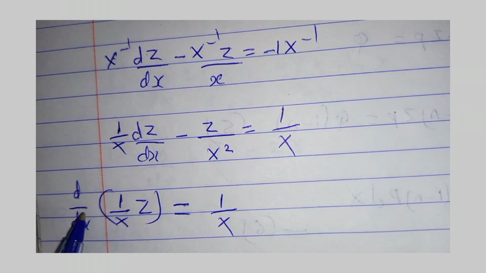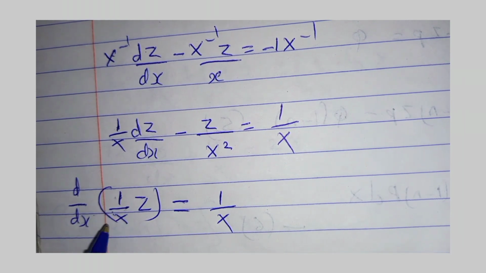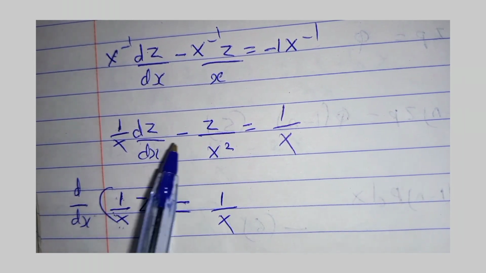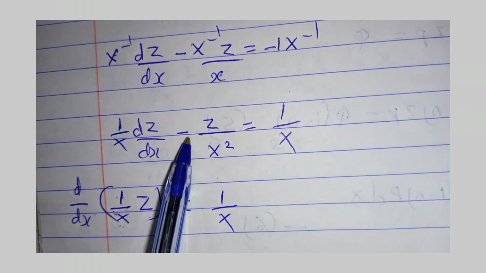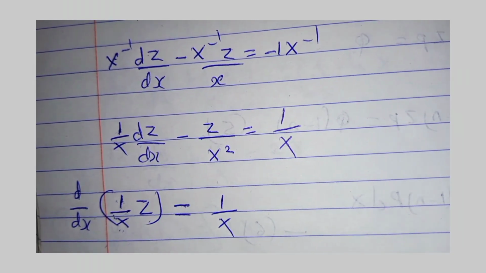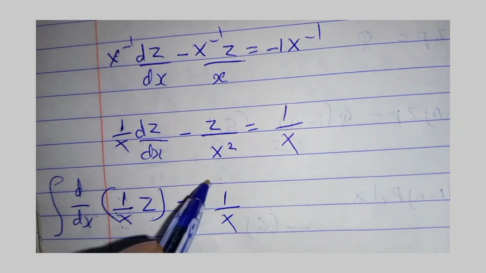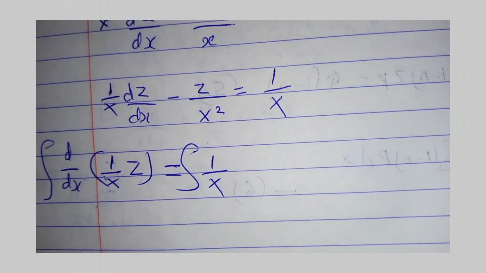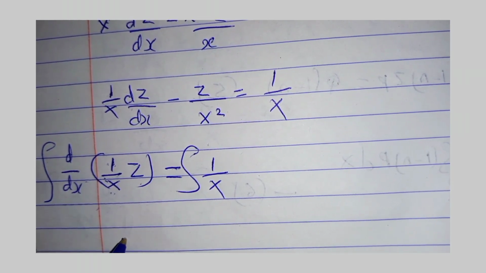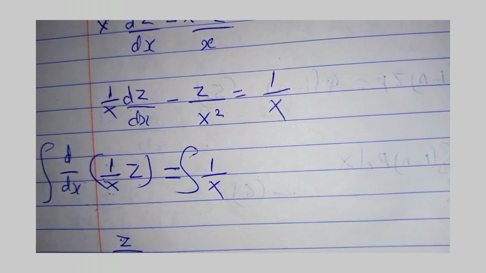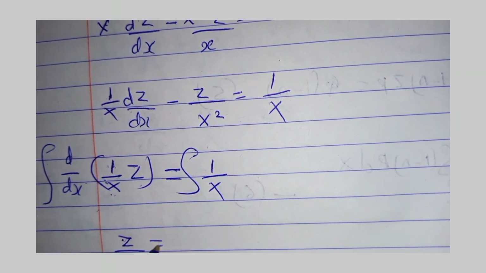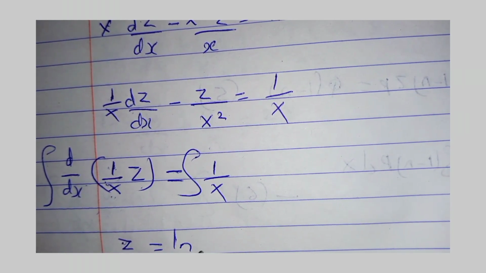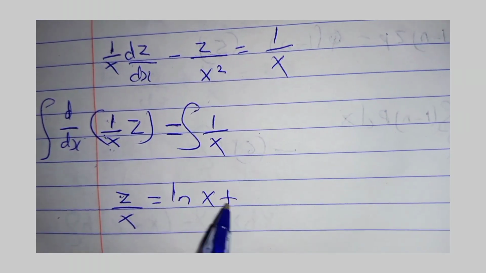Now, why are we rewriting this one this way? Because when you differentiate this, first of all, you keep 1 over x constant, you are going to get dz over x. Then when you differentiate 1 over x, it will give you minus 1 over x squared z. So that is why we have written it that way. Then we take integral both sides. When you integrate and differentiate, the result is the same. So on the left hand side, you are going to get z over x is equal to natural logarithm of x plus constant c.